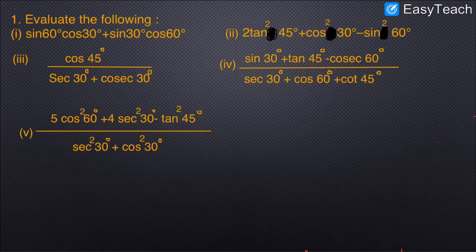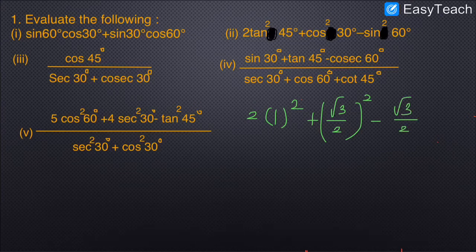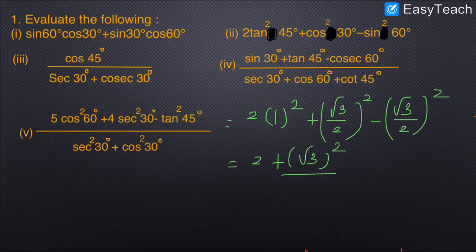Let's do it for the second question. So 2 tan square. So 2 into, for tan square, tan 45 degree is 1, so 1 square, plus cos 30 is root 3 by 2, the whole square, minus sin 60 is root 3 by 2, the whole square. So 2 into 1, 1 squares are 1. So 2 into 1, 2 plus, next I give the squares separate: root 3 square by 2 square minus here also root 3 square by 2 square.